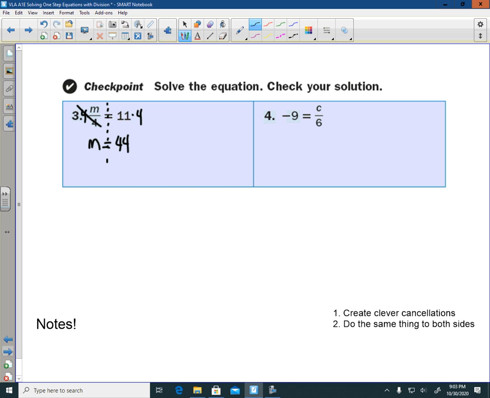And I can check it. Is 44 divided by 4 11? It sure is, and so this is the correct answer.